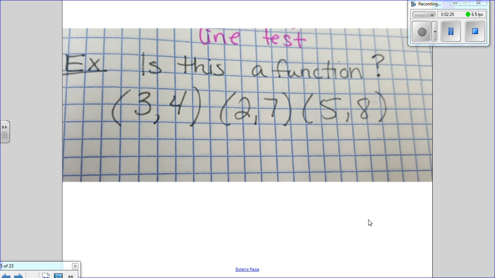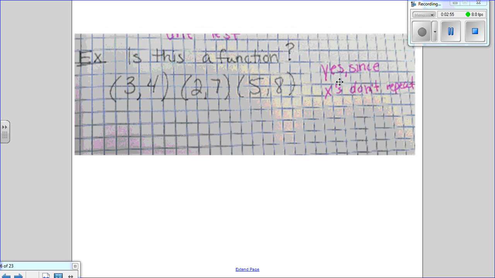First example, is this a function? So I'm giving you a relation, 3 ordered pairs, okay, and you need to tell me whether or not this is a function. The easiest way to do this is to look at our x values. So we have 3 and 2 and 5 and see if they repeat or not. If they do repeat, it is not a function. If they do not, it is a function. So as we can see here, 3, 2, and 5 are all different from each other. And so therefore, yes, this is a function because the x's do not repeat.